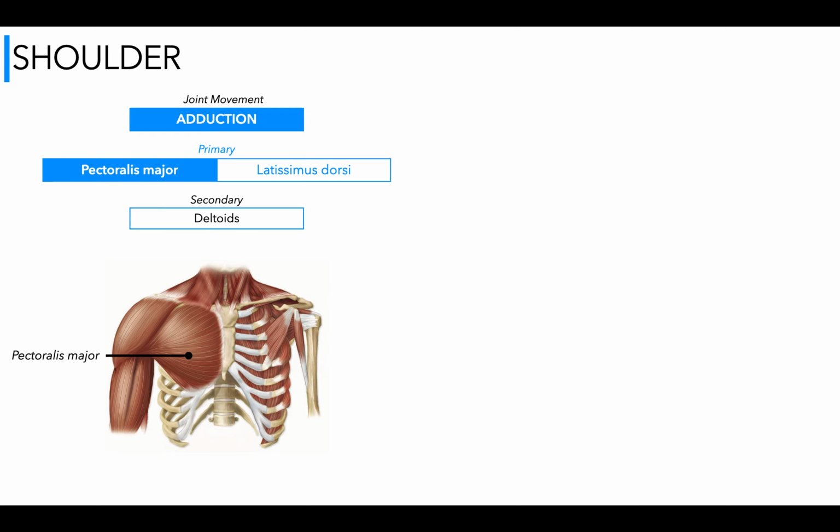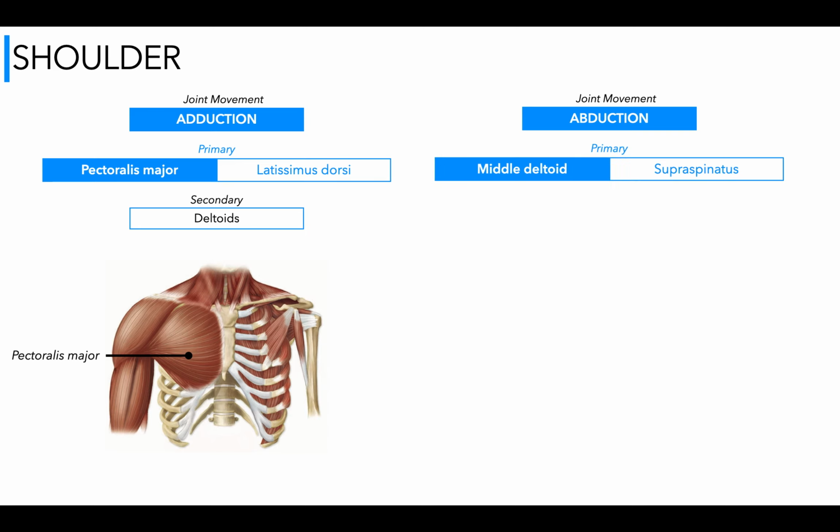Secondary muscles here are the deltoid, specifically the anterior and posterior, not the middle. And the reason it's not the middle is because that's the primary mover of abduction.